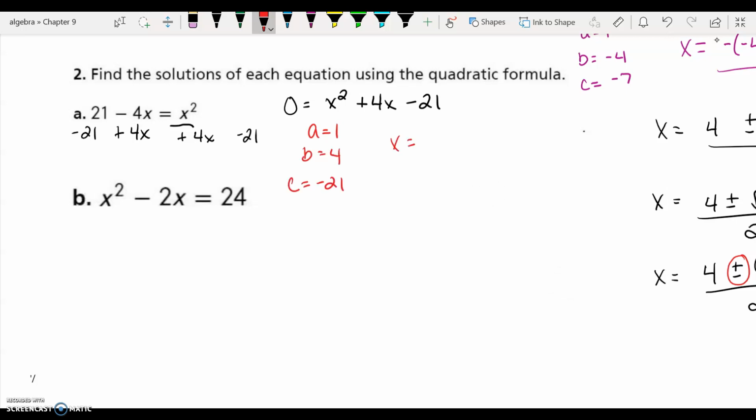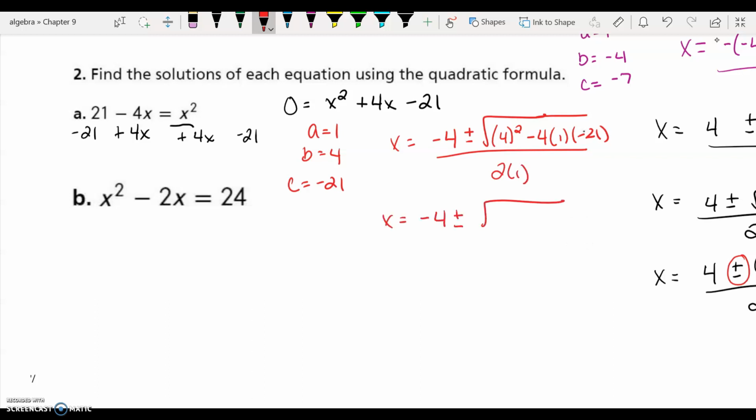So x equals negative b plus or minus the square root of b squared minus 4ac all over 2a. Simplify some more. Negative 4 plus or minus the square root of 16 plus, get my calculator out, 21 times 4 would be 84, all over 2. So simplify some more.